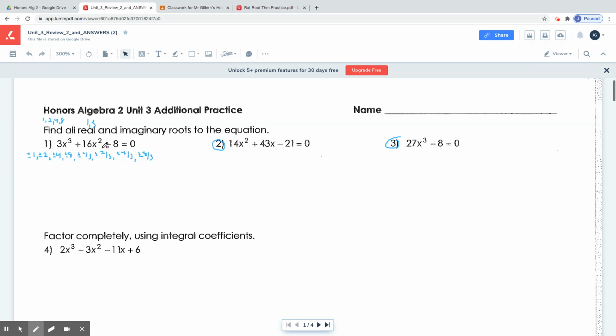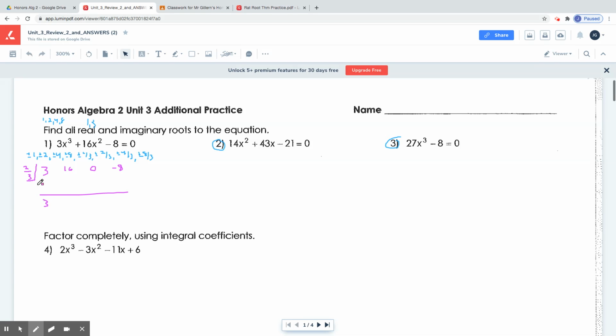Now, this one in particular does take a little while to find. It is 2/3, I believe, is what works. Now, remember, as you're plugging in, since it's 3x cubed plus 16x squared, there is no x, so I have to put a 0 in there. If you don't put that 0, you're going to end up not getting the right answer.